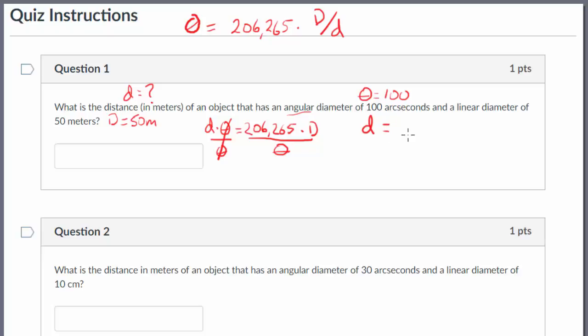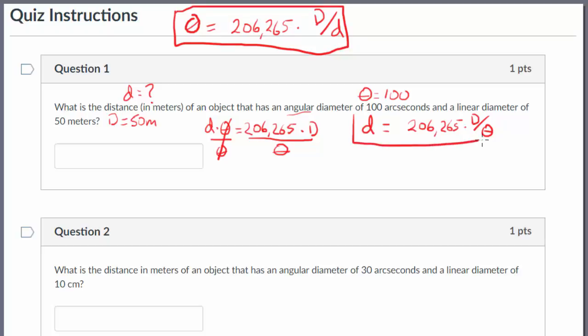The distance equals 206,265 times diameter over theta. Okay, that's the equation when you're solving for distance. You have the equation up here. This is when you're solving for the angle. Okay, and then you could use this equation anytime you're solving for distance. So if you want to write that on your equation sheet, you could. That'd be fine. Okay, so let's plug in the values.